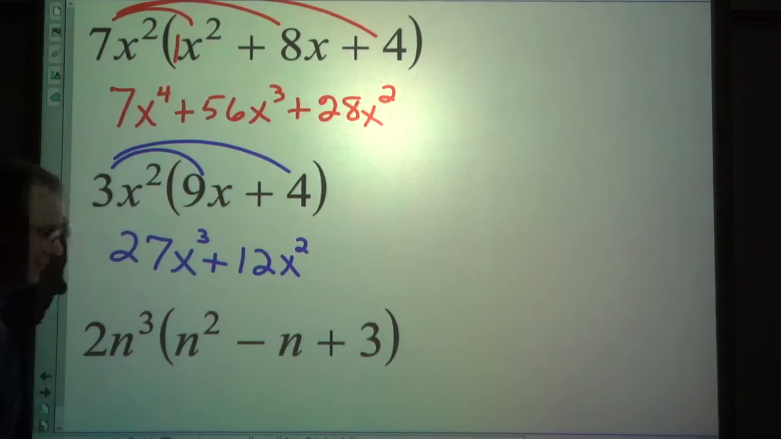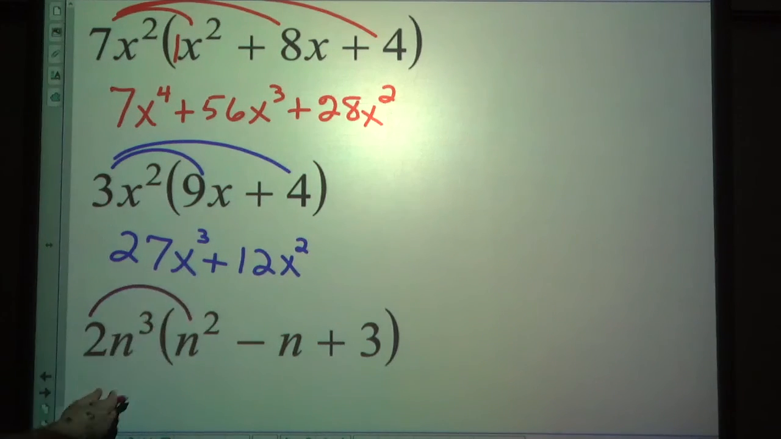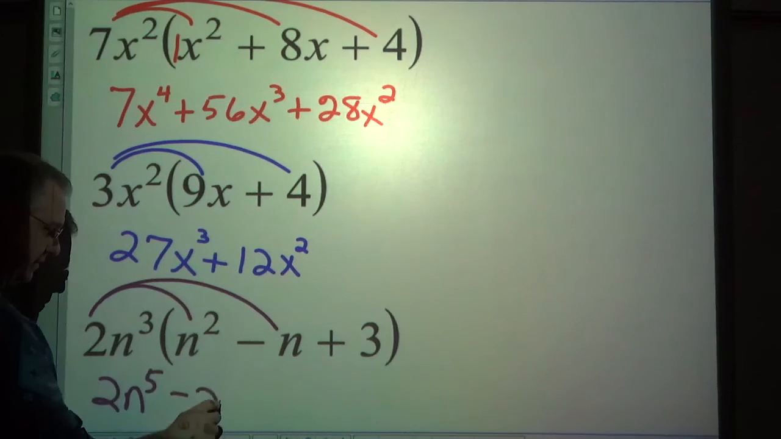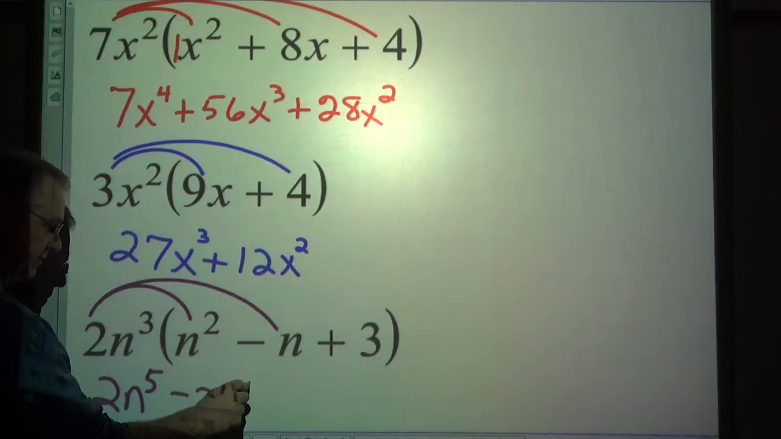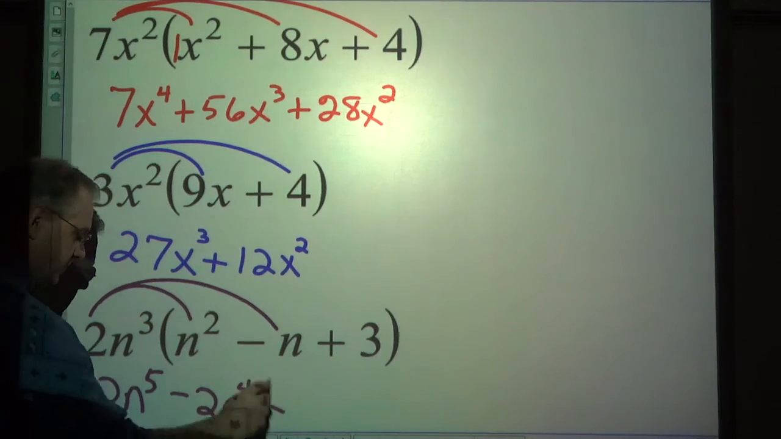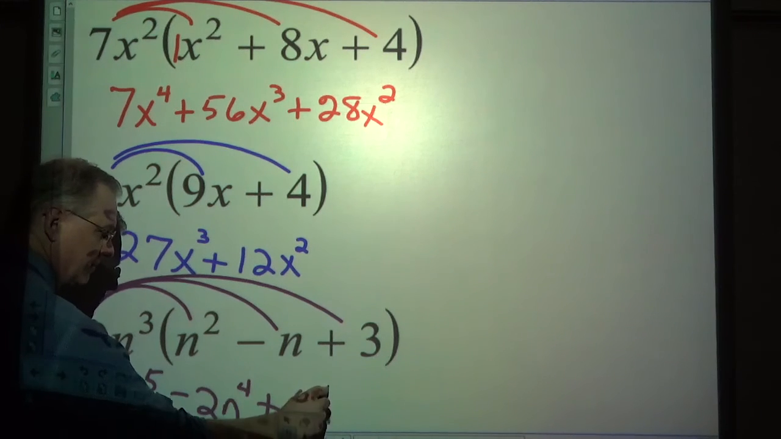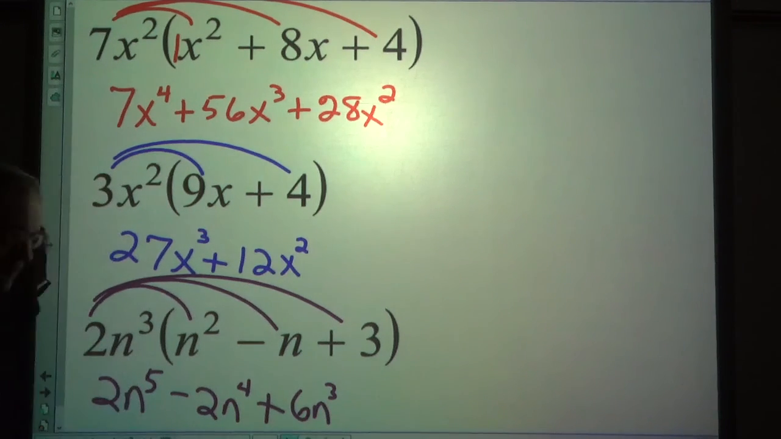Finally, 2n, notice it's a different variable, n to the 5th, minus 2n to the 4th, plus 6n to the 3rd. That's all of it. Multiplying a monomial times a polynomial. Hope you do well in the worksheet.